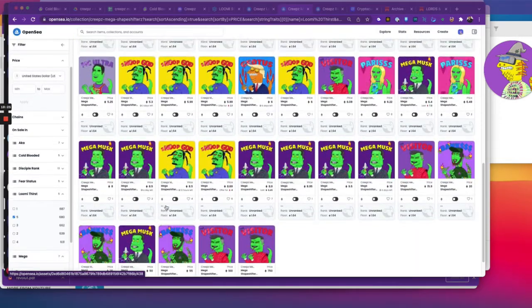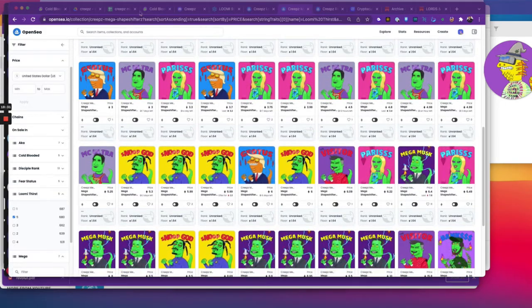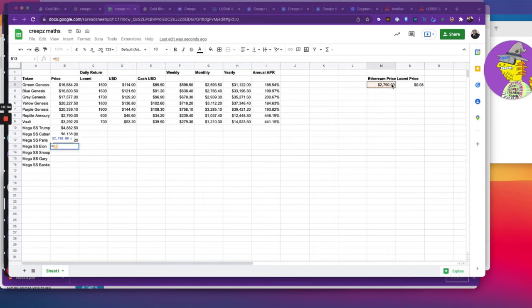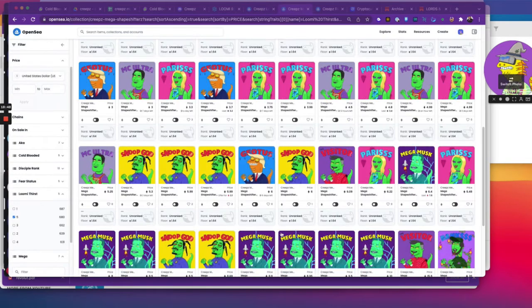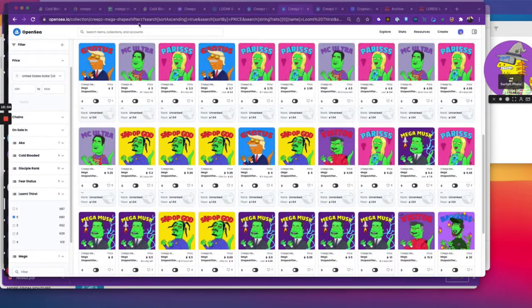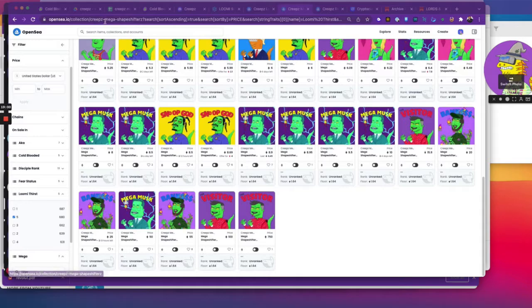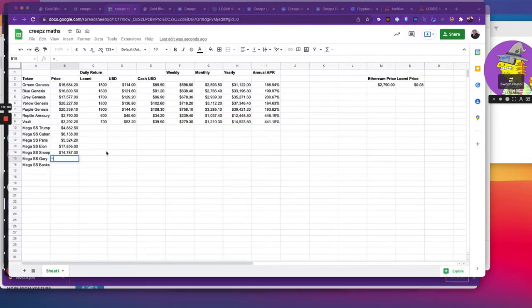It seems there's no Snoop. No, there is a Snoop available as well. Snoop is actually cheaper than Elon. That's very interesting. Right, so anyways, equals to this times 6.4, equals this times 5.3. And what else is there? And then we have the Gary's. Gary's are going to set off minimum 6.09. The Banks is going to be 20. Okay. So equal to this times 6.09.